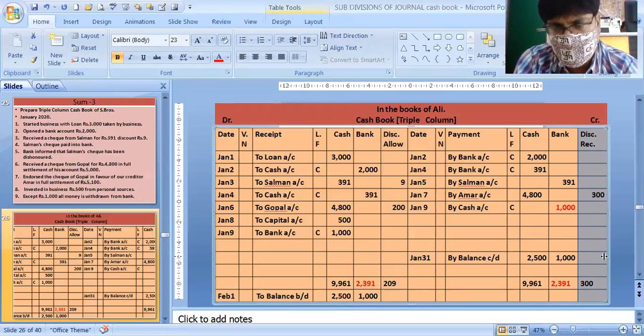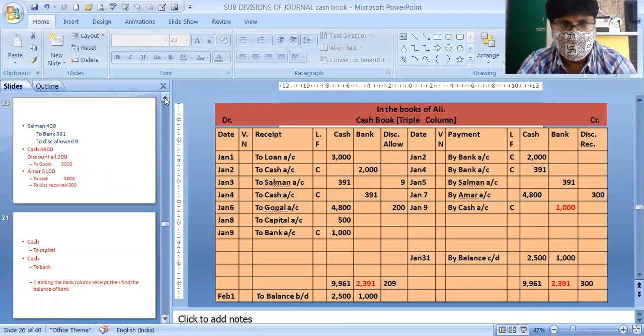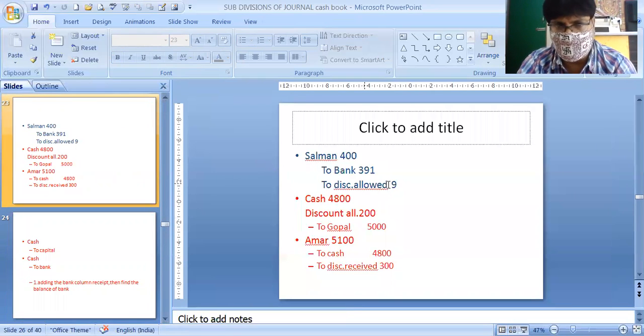When Salman's check got dishonored, he had enjoyed 9 rupees discount. We are not writing anything on this side because this is the discount received column. At that time, our journal entry was Salman account debit to bank to discount allowed. This discount allowed part will be shown as by Salman in the discount allowed account, not in the cash book.